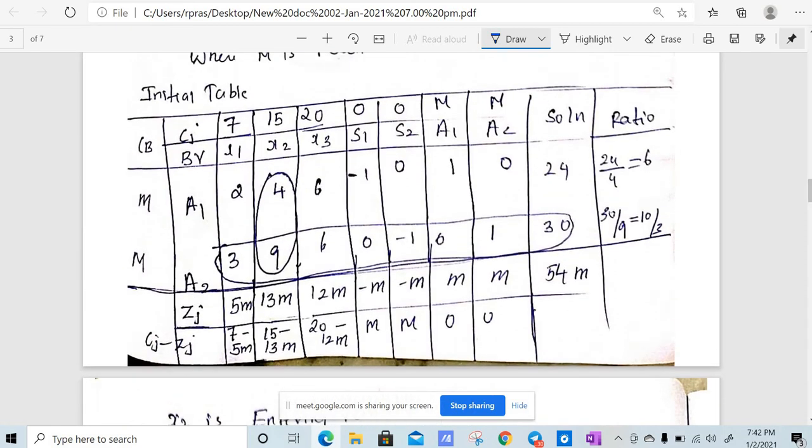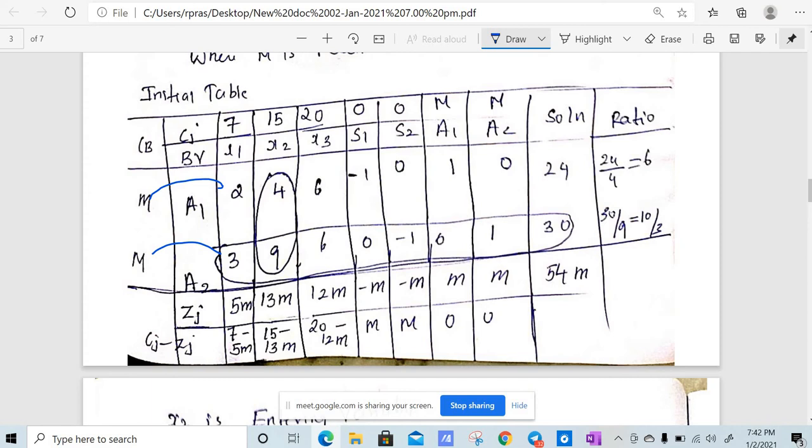An important thing is, in the simplex method, for the initial table you should always have zj equal to 0. But here, since we have the coefficient equal to m, we will always have the value in terms of m. So it will be 2m plus 3m is 5m, 4m plus 9m is 13m, 6m plus 6m is 12m, m into minus 1 plus 0 is minus m. Now you need to form cj minus zj. So 7 minus 5m, 15 minus 13m, 20 minus 12m, 0 minus of minus m is plus m, 0 minus of minus m is plus m, m minus m is 0, m minus m is 0.